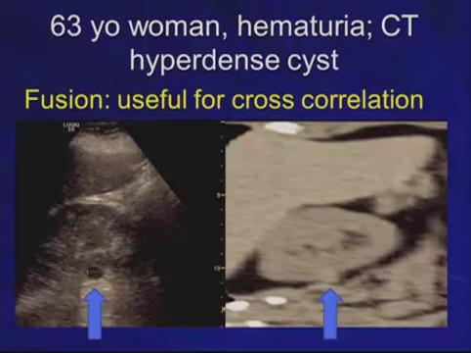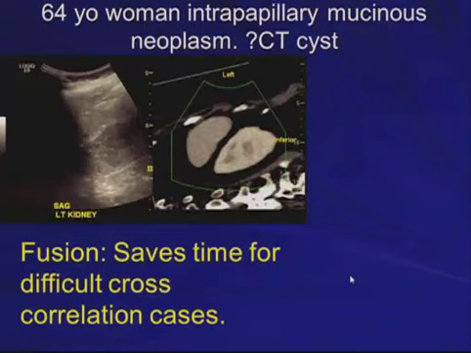Here is another situation. A 63-year-old woman with hematuria, another hyperdense cyst. Again, this is to show how fusion is useful for cross-correlation. You notice if you have these pictures as part of your documentation, it's no problem. Any clinician, anybody can look at it and say, oh yeah, of course, you looked at the correct cyst because the orientation of the CT and the ultrasound is the same, and you see that the simple cyst with through transmission matches the hyperdense cyst on CT.